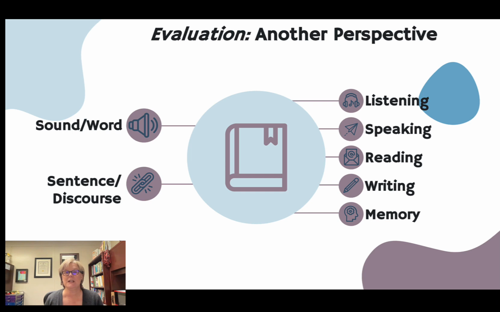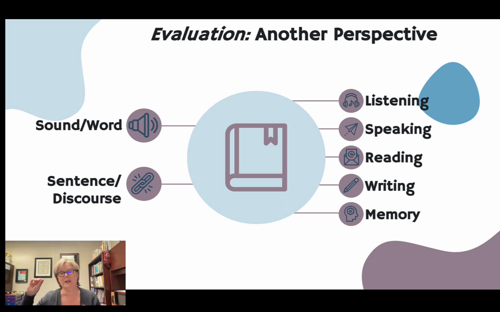Okay, so then looking at evaluation, and this is actually using the model from the TILS, which we will get into in a minute. But we need to consider these components: listening, speaking, reading, writing, and memory. But we need to consider them in both the sound or the word level, as well as the connected or the sentence and discourse. Okay? So as we're testing, we need to think of all 5 of those aspects that occur.